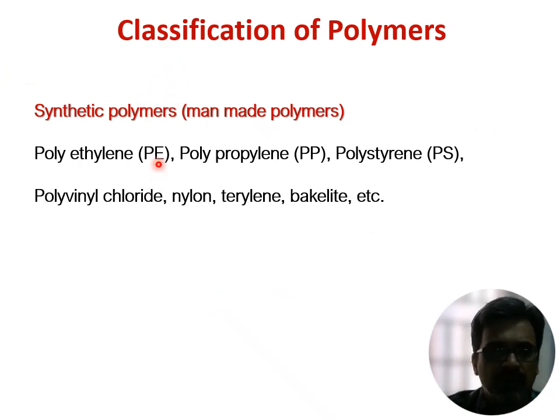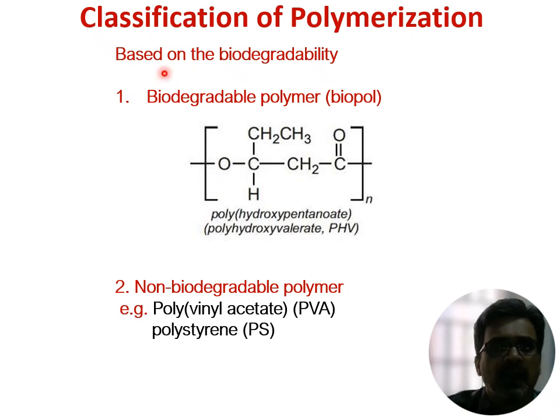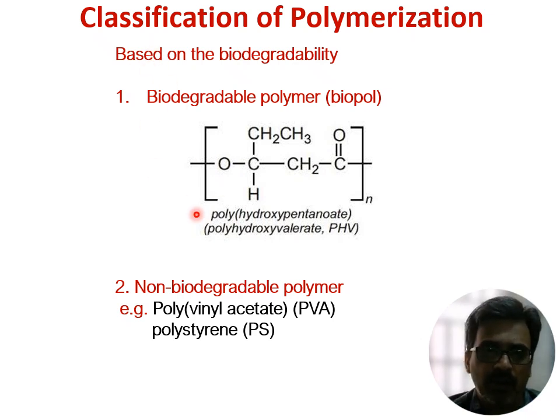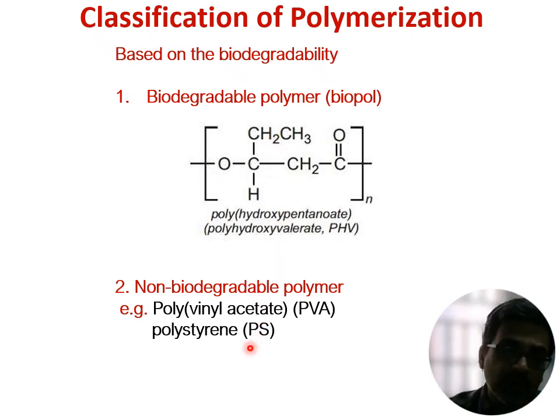Classify polymers based on man-made versus natural ones. Here, there are several artificial or synthetic polymers like polyethylene, polypropylene, or polystyrene resins. Depending on the biodegradability, also one important factor, the biodegradability of the polymer plays an important aspect. This is one such biodegradable polymer, and several polymers which are synthetically made are mostly non-biodegradable polymers.